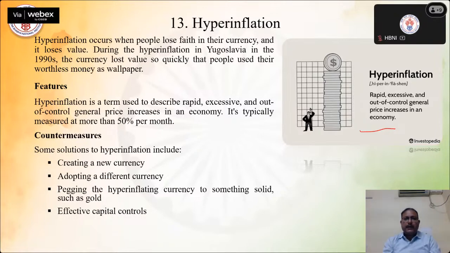So hyperinflation occurs when people lose faith in their currency and it loses value. We have seen in Sri Lanka what happened. People were finished. Big players, big cricket players were on the ground. They had nothing to eat. Finished. Because of hyperinflation. During the hyperinflation in Yugoslavia in the 90s, the currency lost value so quickly that people used their worthless money as wallpaper. It's of no use. So we have to think in this part also that it is also a man-made disaster.